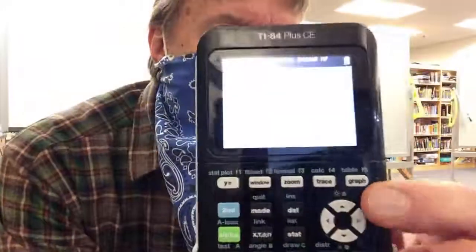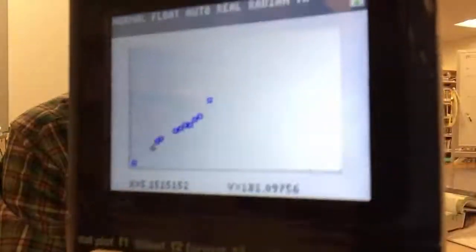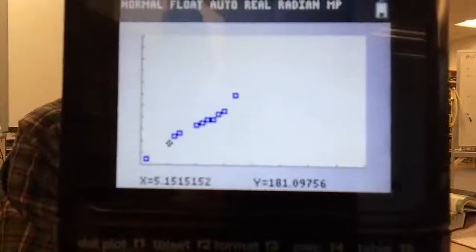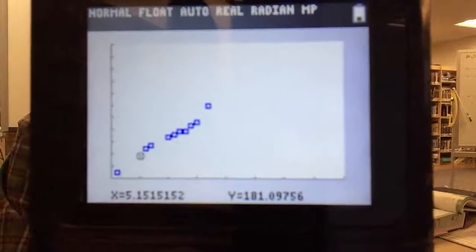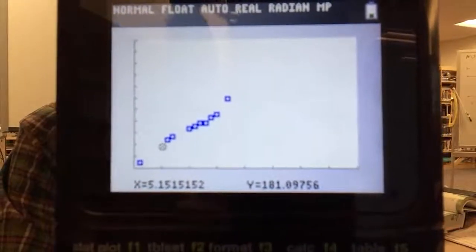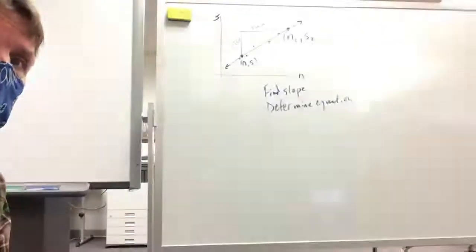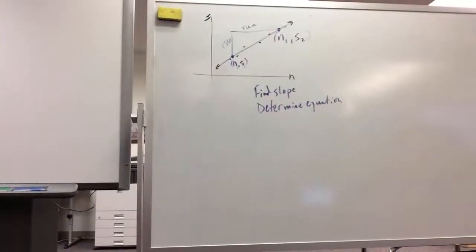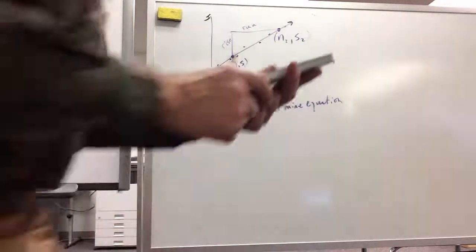So I'm just using my arrows. And then you can see down on the bottom, there's X and Y value. Rounded to the nearest whole number is what you want. And pick two of them. So you're mimicking something like this if you were to do it on paper. So can you find the slope from that? Why don't you do a quick calculation of what you think your slope should be?